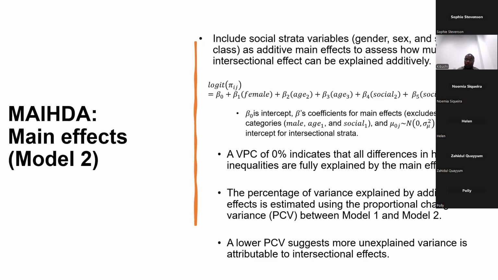And also from model 1 and model 2, the narrow model where you don't incorporate any main effects, you only incorporate the social strata as a random effect, and the second model, which includes the main effects used to create the social strata and also the random effect, you can compute the percentage of variance explained by adding main effects, which is the proportional change in variance, PCV, between model 1 and 2. And a lower proportional change in variance suggests more unexplained variance is attributable to intersectional effects.